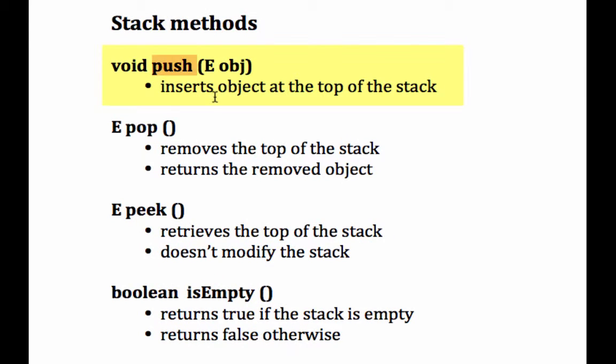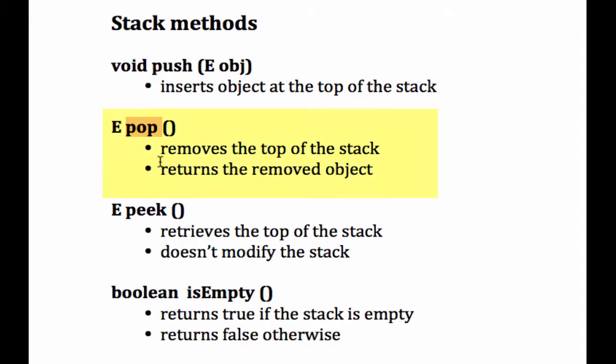So the push is the method that is used to add, therefore the parameter has to be the new object that is added onto the pile. And again, it's understood that it's going to be added on top of what we already have. This typically is a void method, but it could be implemented in a different way.